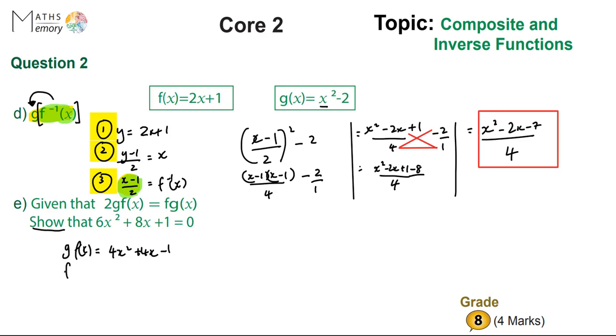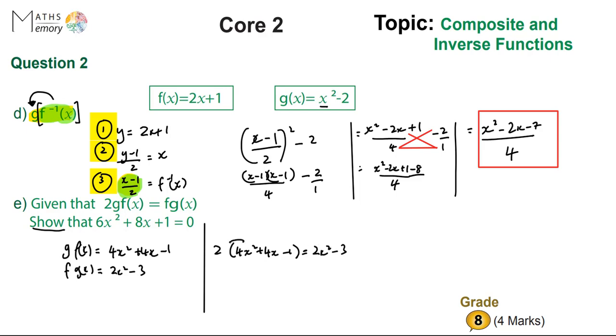And similarly we have f of g of x. This was 2x squared minus 3. Now 2g of x just simply means we'd multiply this by 2. So nothing hard about that. It's just simply multiplying everything there by 2. So we get 2 times 4x squared plus 4x minus 1, and that equals 2x squared minus 3.